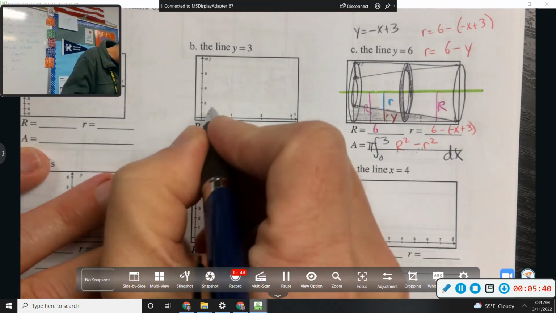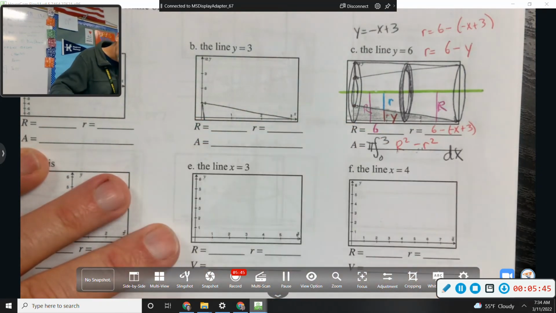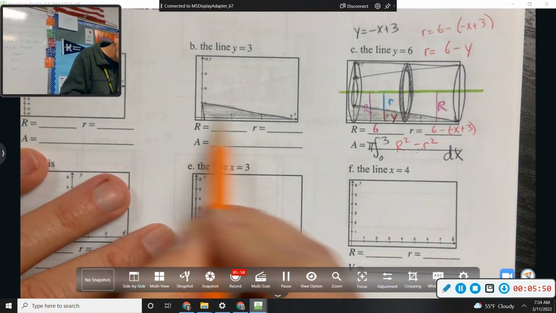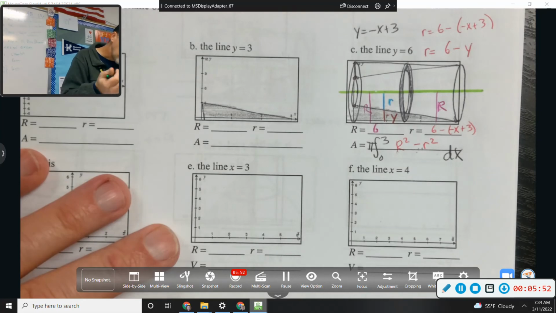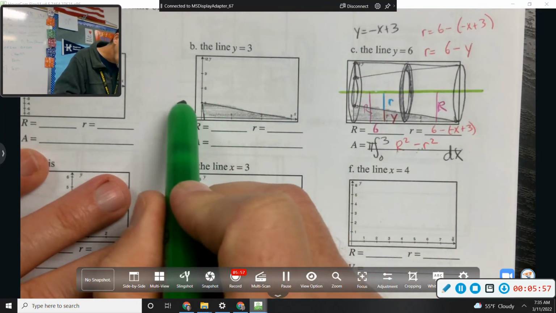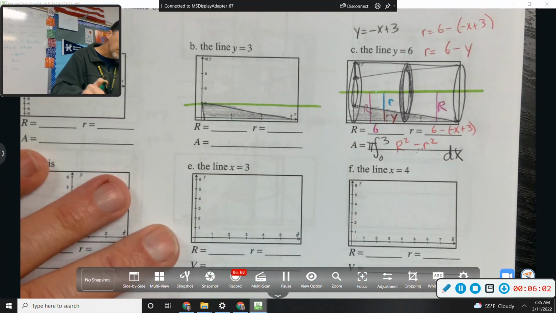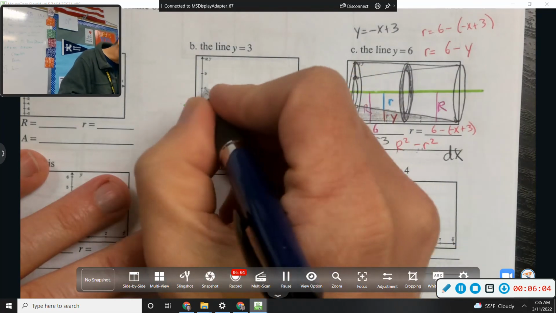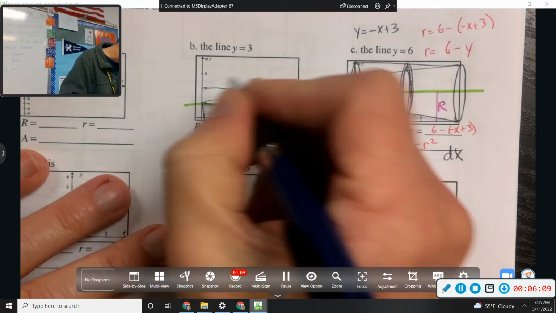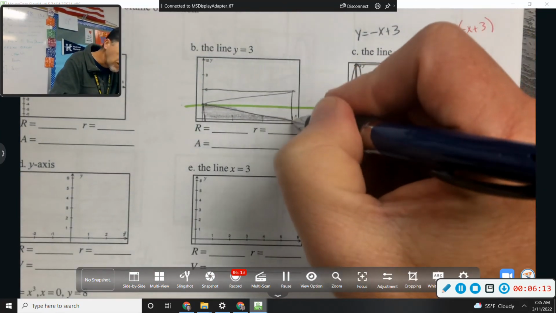Again, same base. The line y equals 3. I'm just thinking they didn't have the best possible window for this one, did they? But that's okay, we can still work the problem.